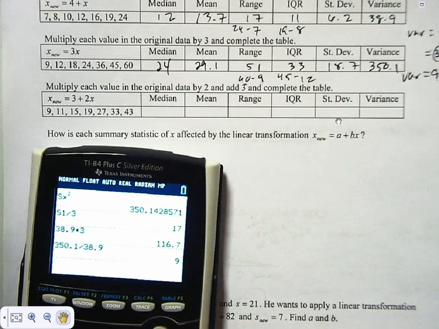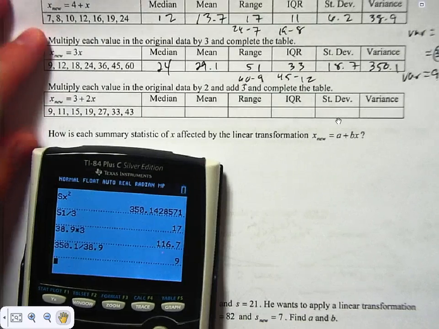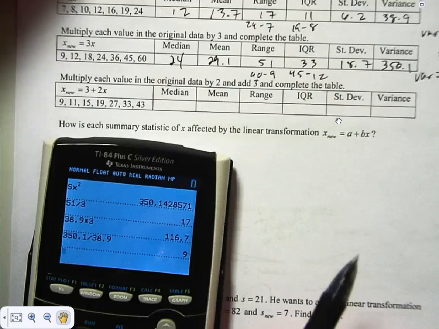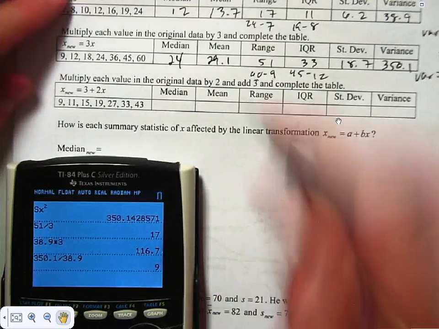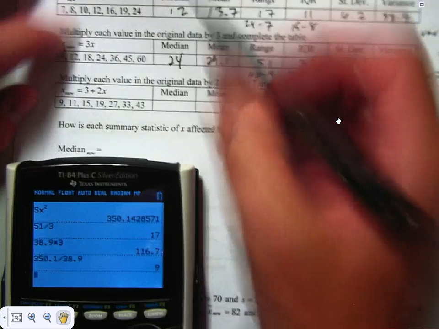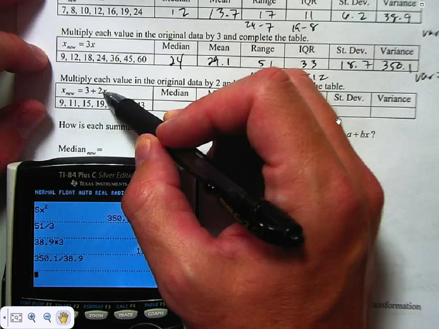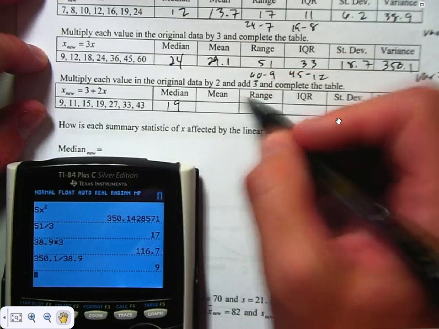Like I said, we don't have to type it in. So if I'm going to multiply all of my data points by 2 and then add 3 to them, I could go into my list and do that to my data set. I could. Or I can use some pattern recognition here. What's going to happen to the median? Well, the median changed by adding and it changed by multiplying. So my original median is 8. My new median is going to be 8 times 2, which is 16, plus 3, which is 19.